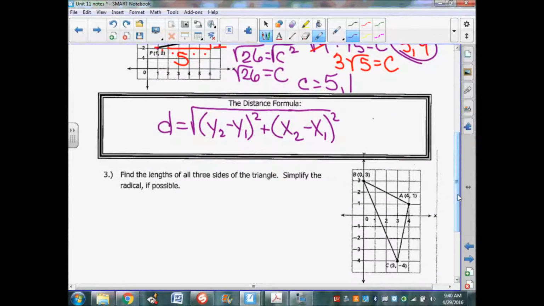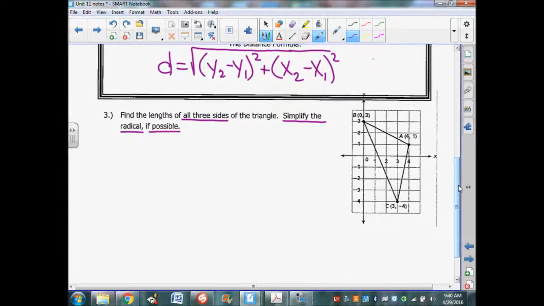So let's go ahead and use that in example 3. It says find the lengths of all 3 sides of the triangle. We're going to simplify the radical if we need to. So when I look at this triangle, I don't have any vertical or horizontal lines that I can count. So that leads me to the distance formula. I have to use the distance formula. I don't have a choice.